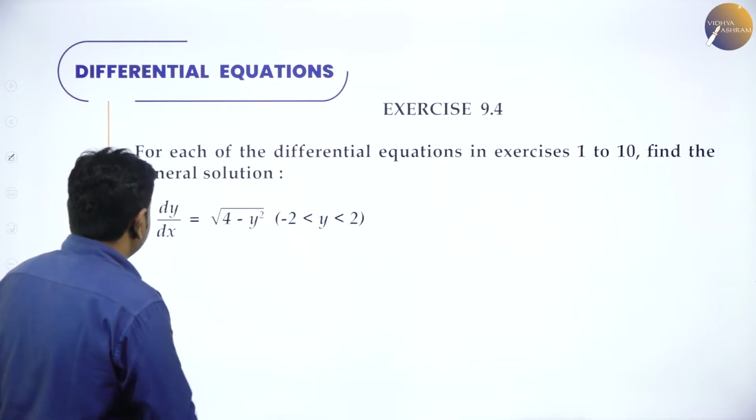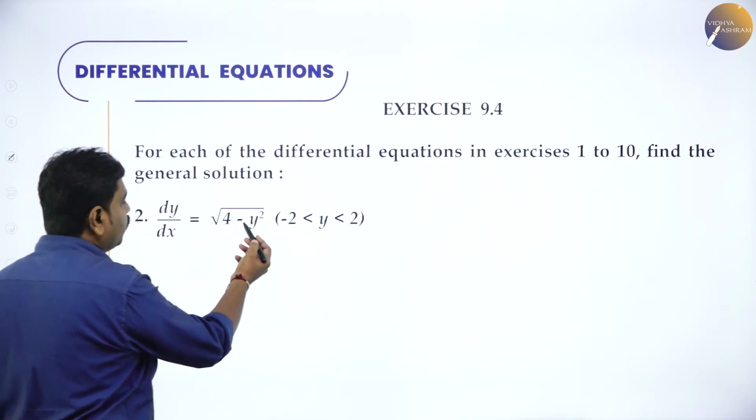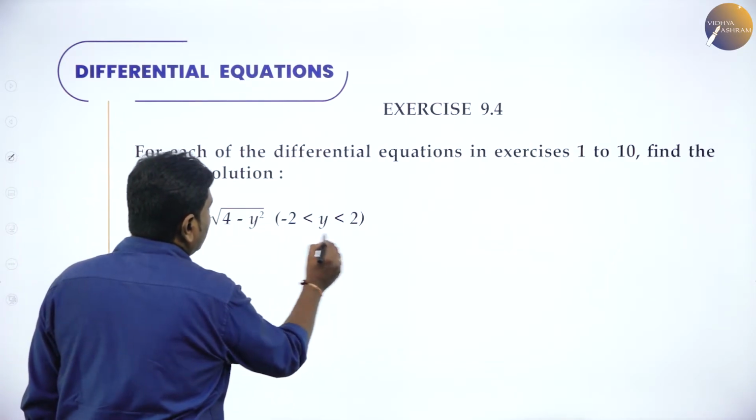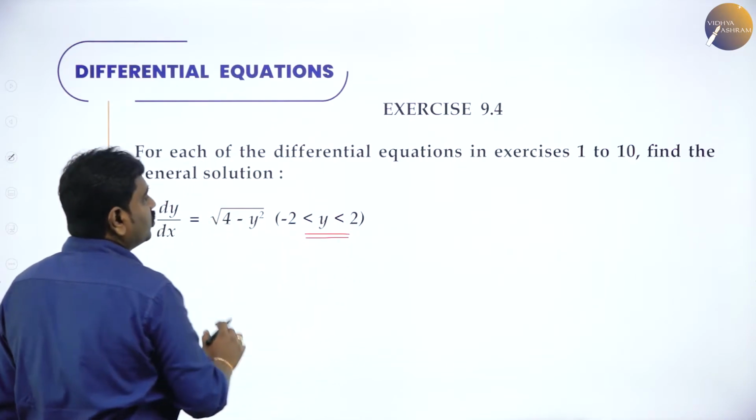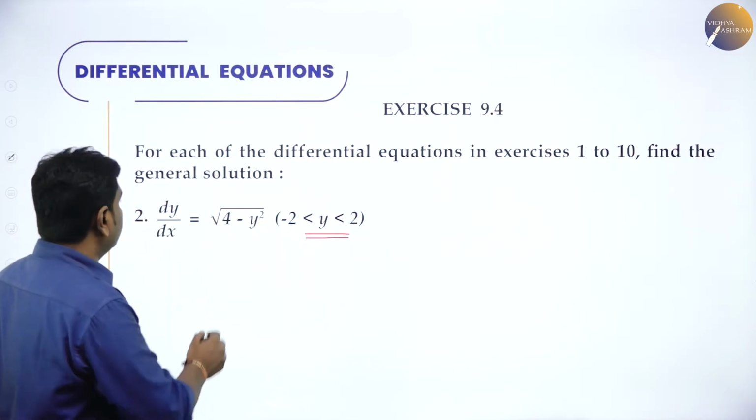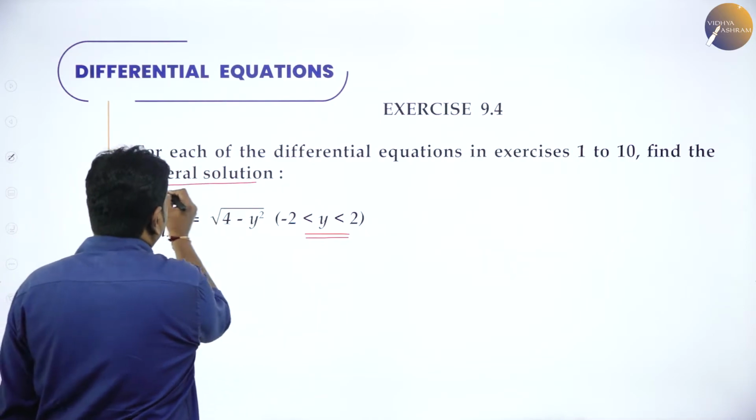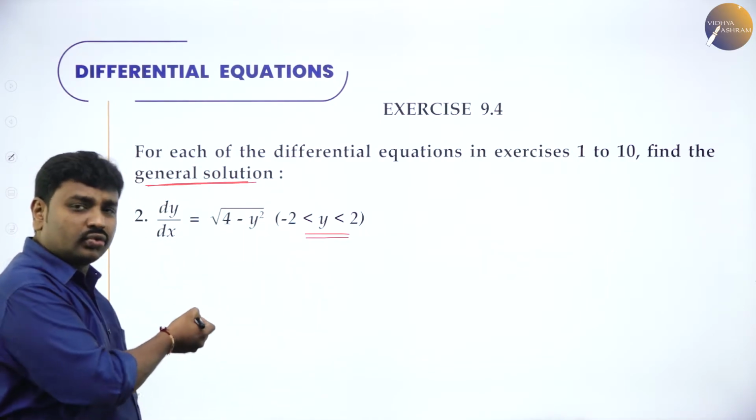Now, second question: dy by dx is equal to root of 4 minus y square, and the y value lies between minus 2 to 2. That's the condition they give. Now they want you to solve, or find the general solution. How to solve it, or how to find the general solution?